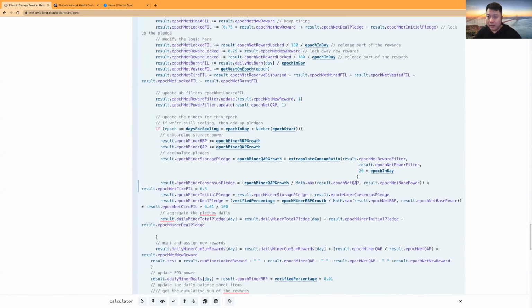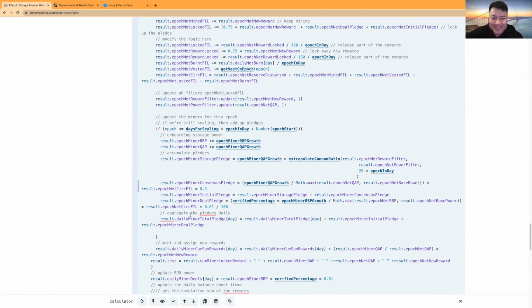So this is a very short way of saying your return depends on the normalized scale of your quality adjusted power against the network as a whole. If you think about it, it's a relative measure: if you're sharing a large slice of the network pie from a quality adjusted power perspective, then obviously you're going to have more mining power when you're trying to claim block rewards. I don't know if that helps to answer the question a bit.